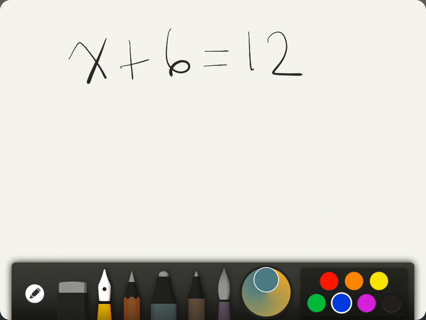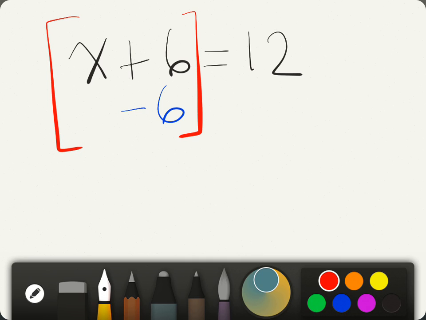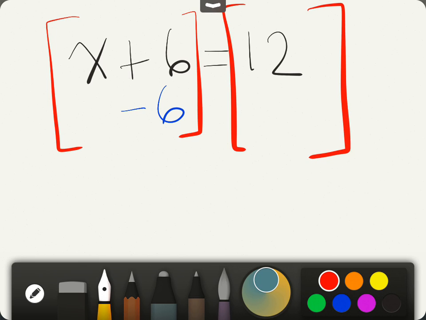So in order to find the value of x, we need to get x by itself. In order to get x by itself, we need to get rid of the positive 6 that is on the left. When we get rid of the positive 6, we need to take the opposite of it so that it will equal 0. So the opposite of positive 6 is negative 6. Whatever we do to one side of the equation, the left side, we must also do to the right. So if I took away 6 from the left side, I'm going to take away 6 from the right side.